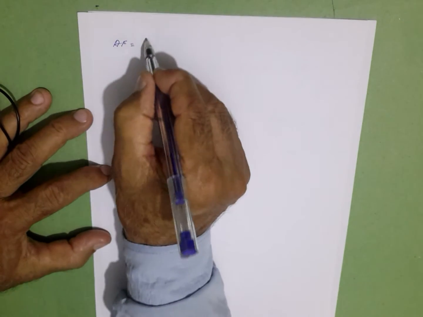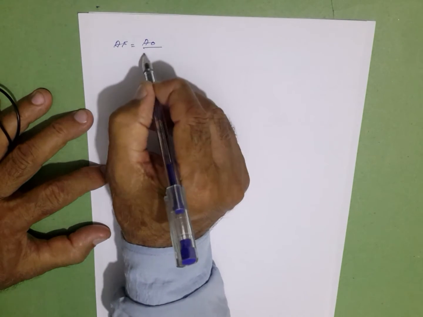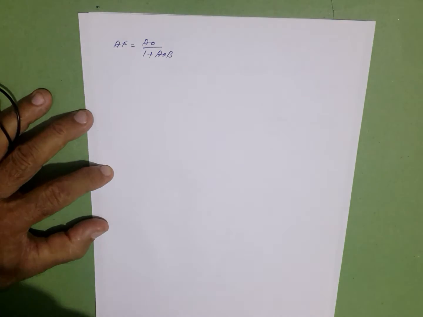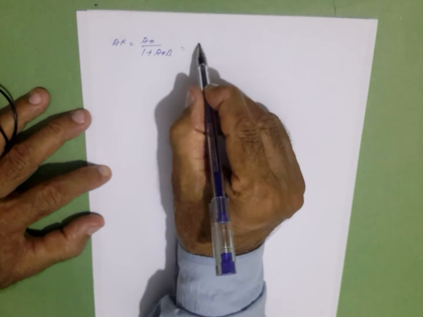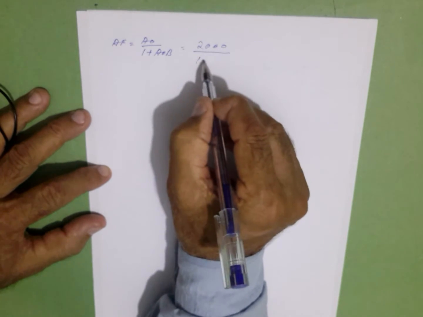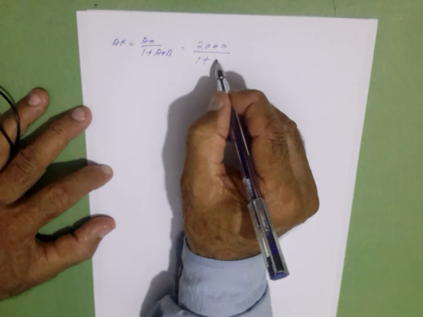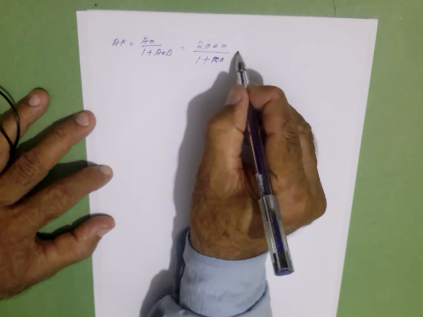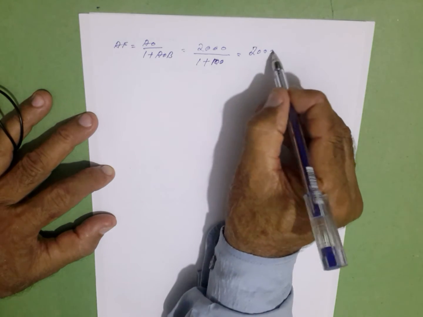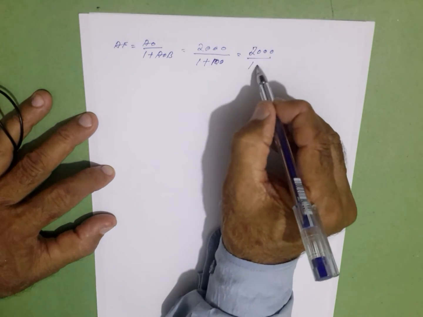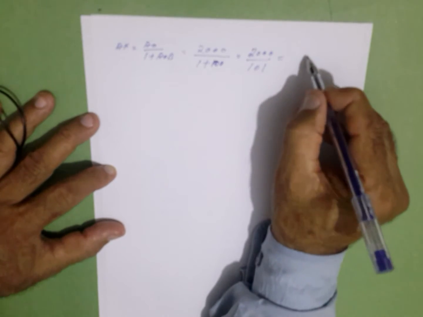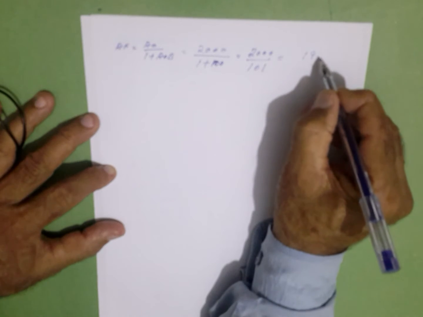AF is equal to A naught over 1 plus A naught beta. This A naught is 2000, and 1 plus A naught beta for 2000 was 100, and it comes out to be 2000 over 101, and if you divide it, it comes as equal to 19.8.